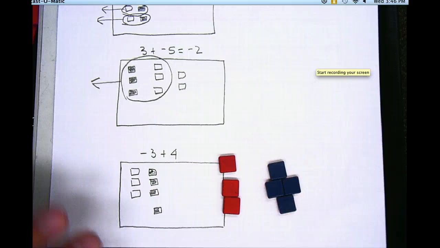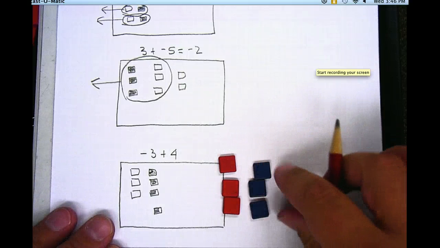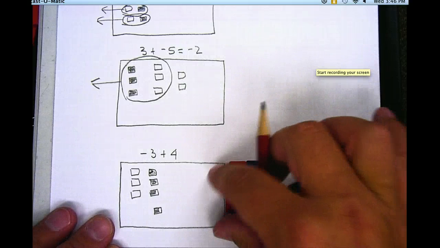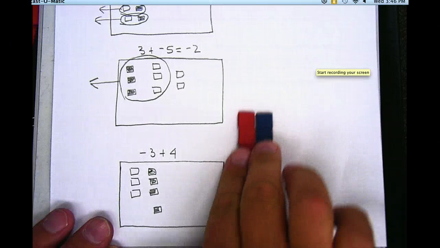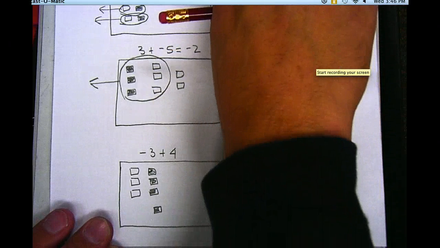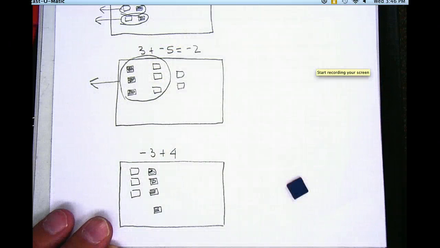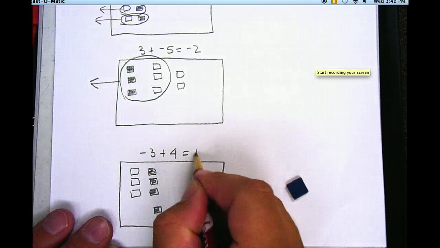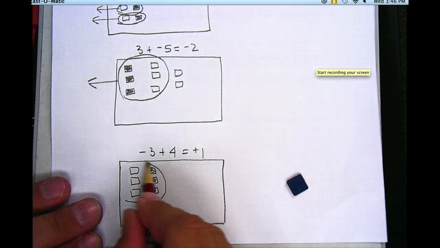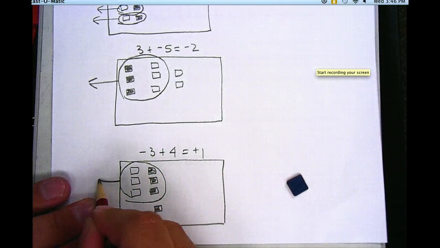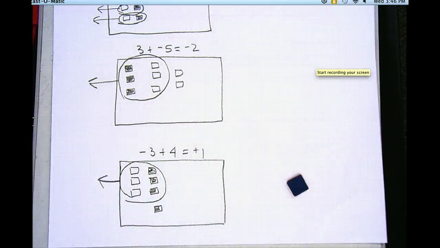And again, I'm going to remove my 0 pairs. When I remove my zeros, I'll take my 3 positives and my 3 negatives, because 3 positives and 3 negatives, that's just going to make 0. So I'm just going to remove them right from the board, slide them up, and I'm going to be left with +1. So I have a +1 for that. And that's how I model my adding integers.